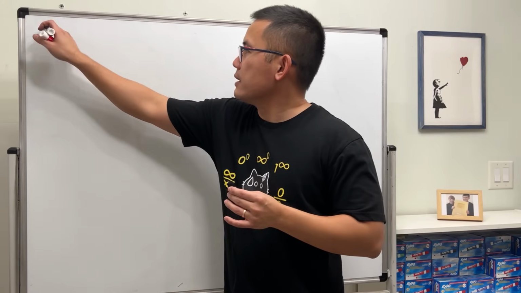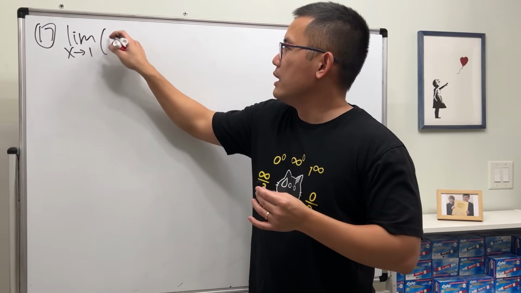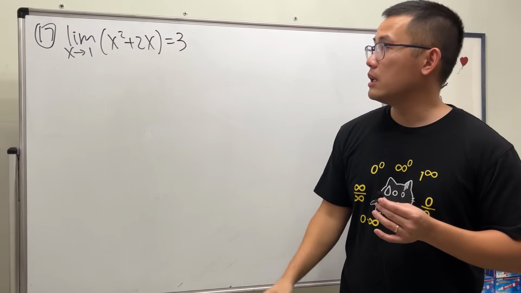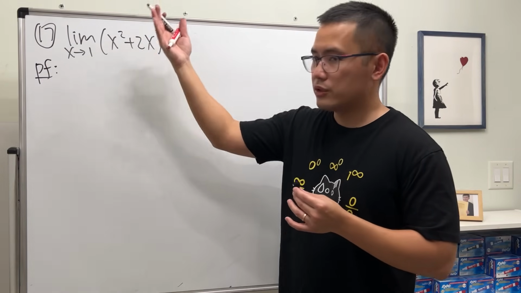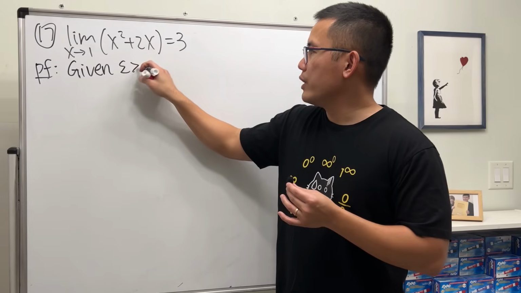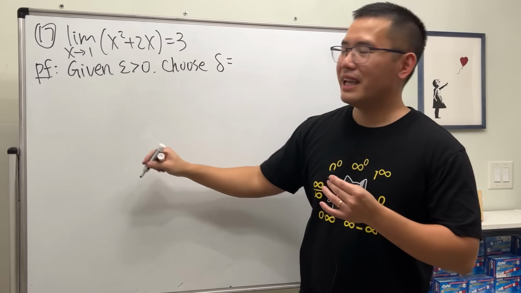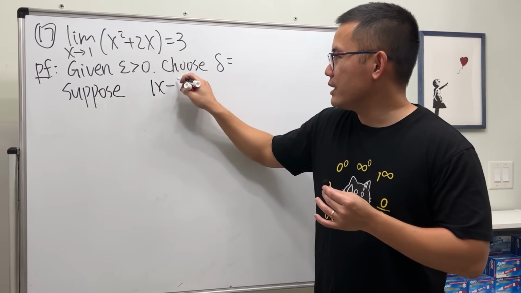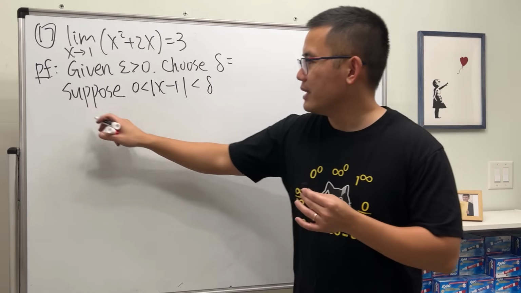Okay, number 17. Limit as x approaching 1, x squared plus 2x equals 3. So let's practice another quadratic one. This is the epsilon-delta definition. Same function like earlier. So given epsilon greater than 0, choose delta to be something. Suppose the distance between x and 1 is between 0 and delta.